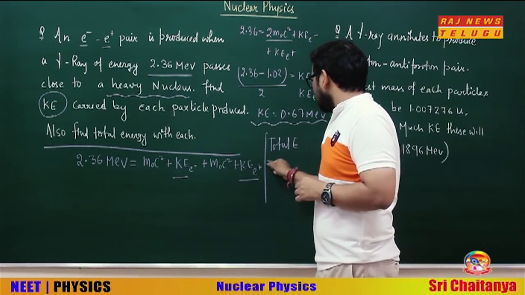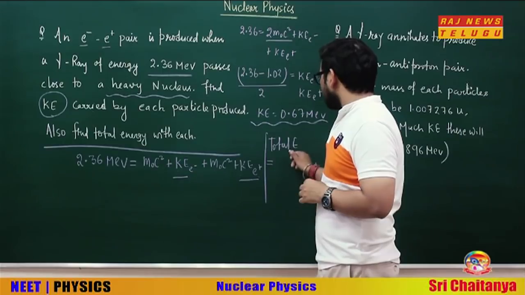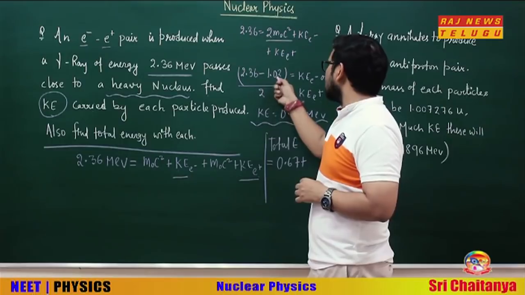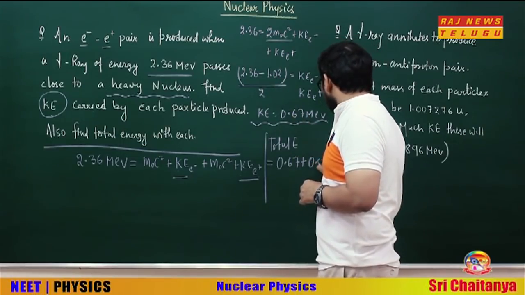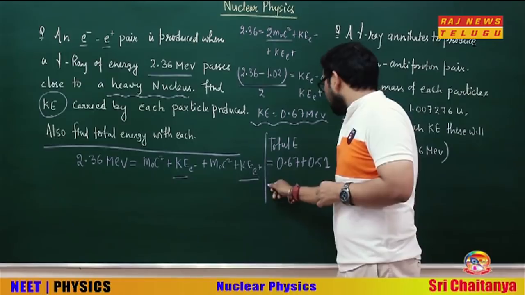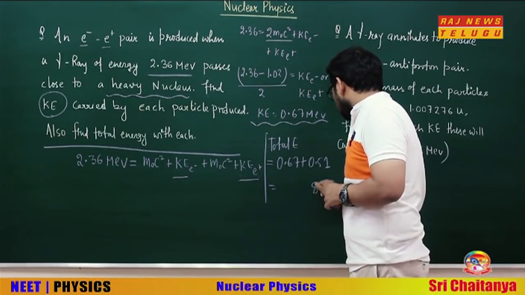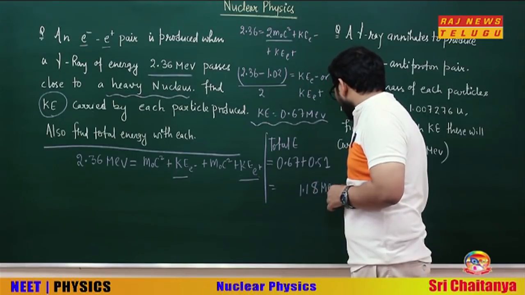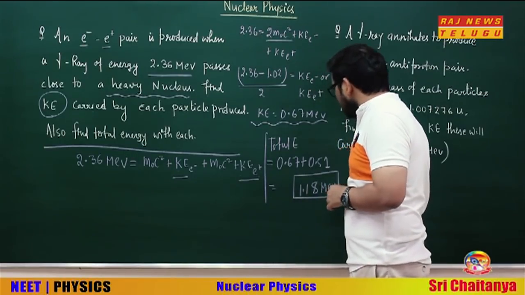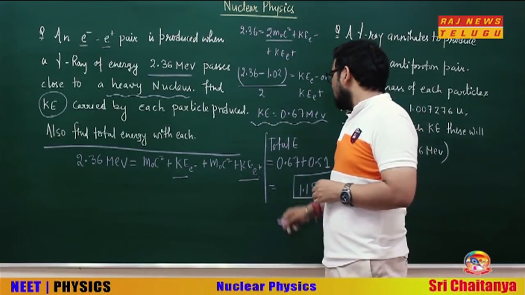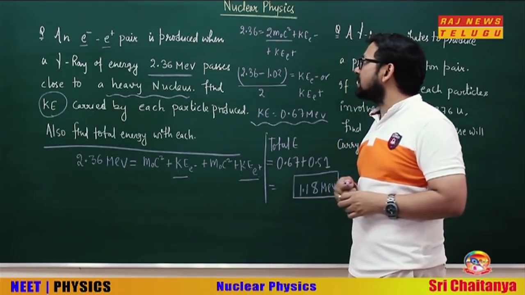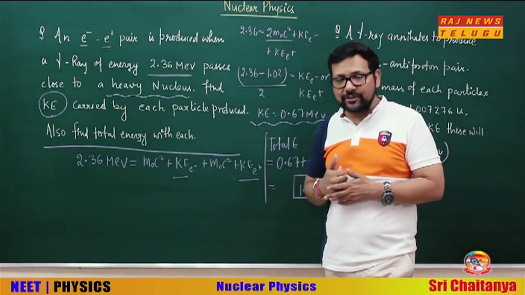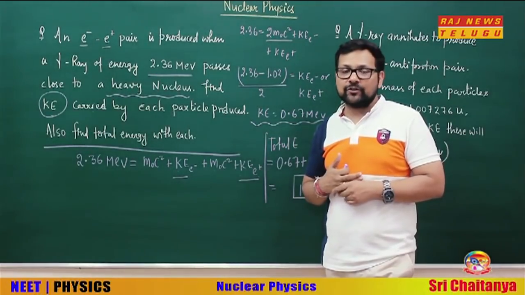Total energy that you have to calculate would be 0.67 plus half of this, 0.51, and this will be 1.18 mega electron volt. This data you can use also. This is the total energy, and 0.51 is the mass energy. And this is a very simple but very conceptually important question on the basis of pair production.